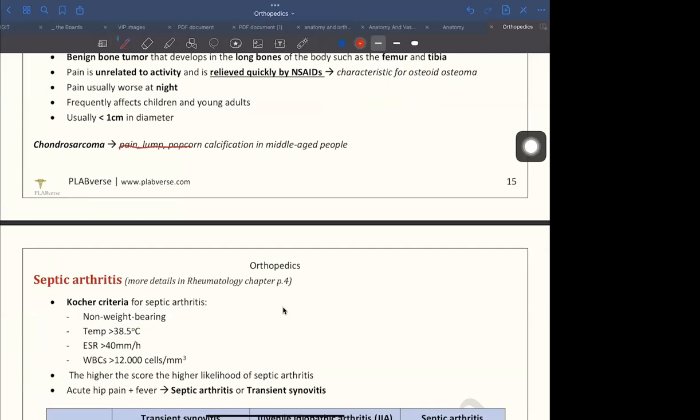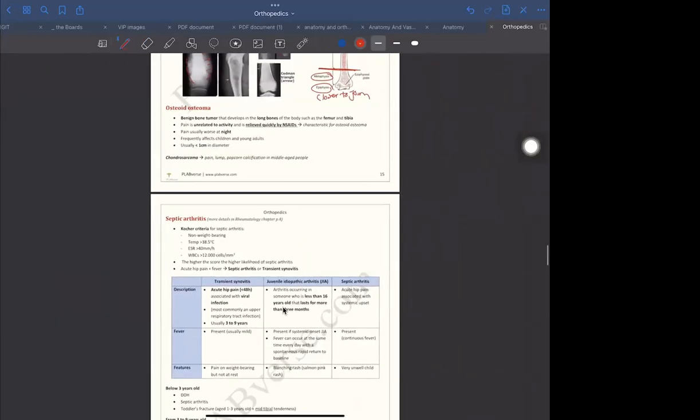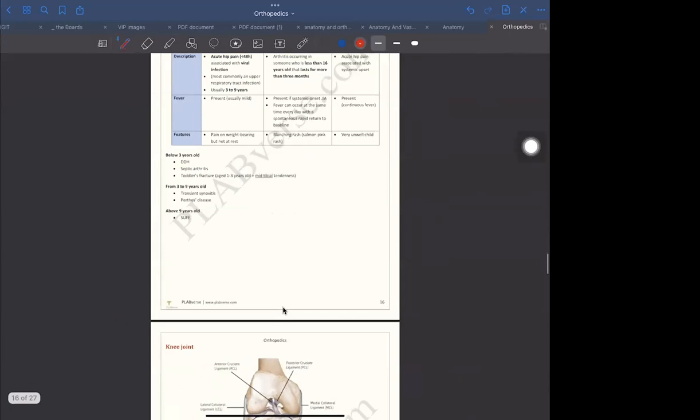So pain in the lump and popcorn calcification, this is called chondrosarcoma. Well, before we move on, do you have questions?